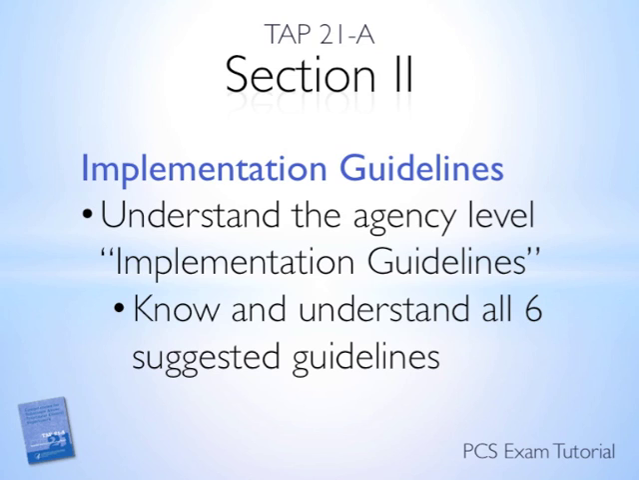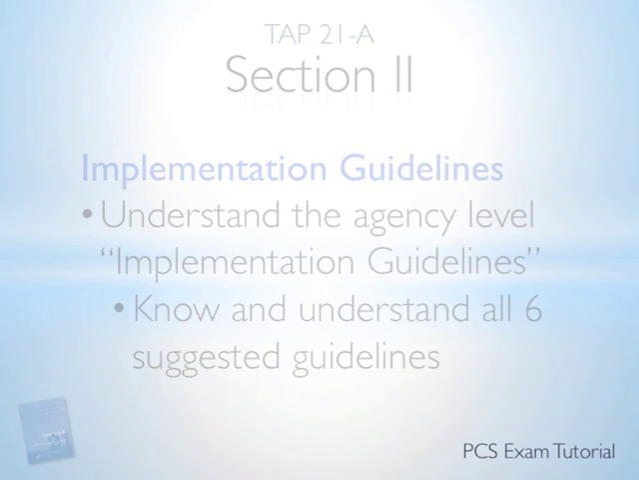For example, know all 6 suggestions and what each means within the implementation guidelines at the agency level. For example, in number 4, identify a leader to facilitate the improvement process and know all of the functions that they recommend the team leader be able to do. Know those guidelines and be able to distinguish between them.